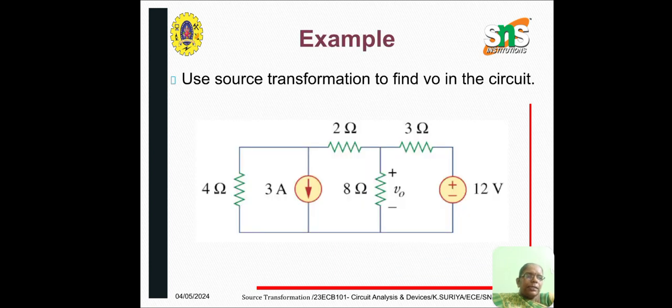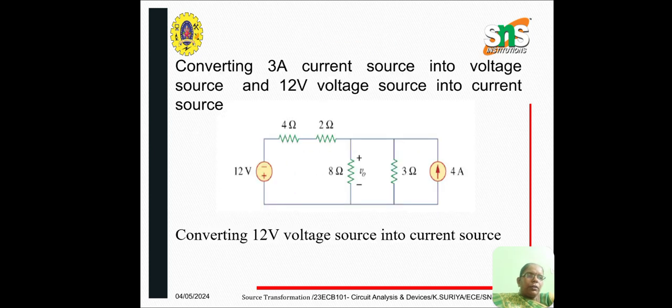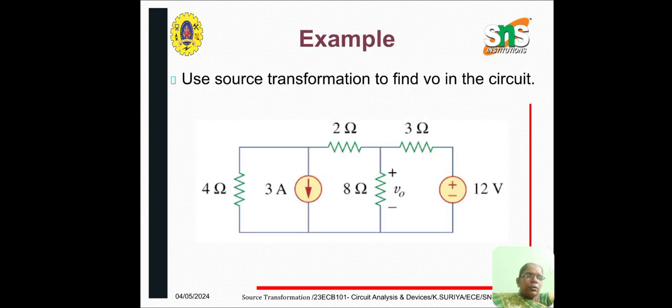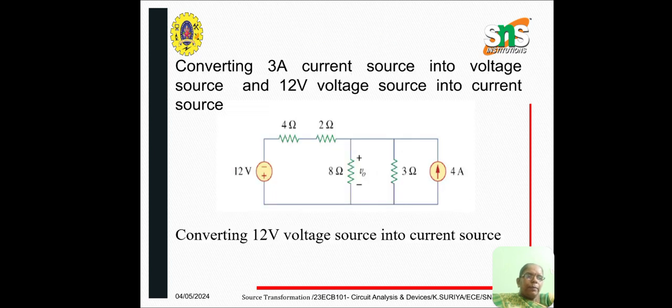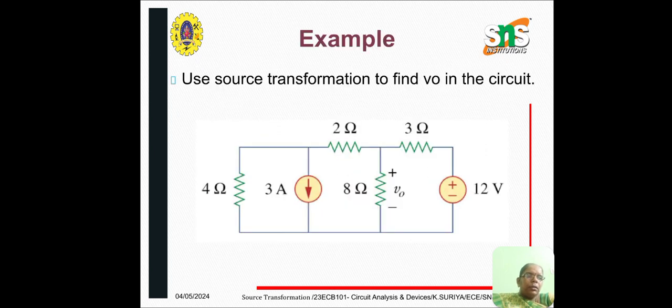So this is another example. So you have to find V0 here. So V0 is the voltage across the 8 ohms resistor. So here, first what you are doing is converting the 3 amps current source into a voltage source. So 4 into 3 is 12. So the voltage source is 12 volts in series with the resistance 4 ohms. And you have a 2 ohm resistor, V0, 3 ohms and 12 volts.